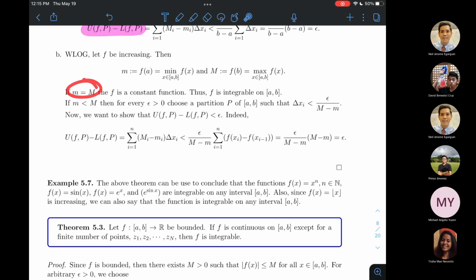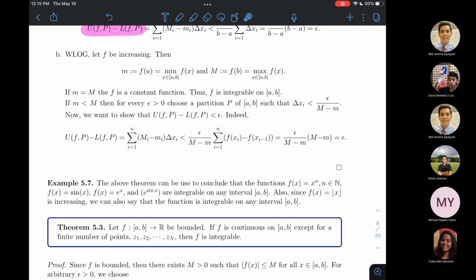Now, if little m is equal to M, meaning the maximum is equal to the minimum, then f is necessarily the constant function. Dahil constant function yan, na-prove na natin yan last time that f is integrable. Now, ang mas mahirap kapag ka si little m ay hindi equal kay capital M. Ibig sabihin, hindi na to constant function. Now, we only have one case for that. Mas maliit yung little m kaysa sa upper M kasi ito nga yung minimum, ito yung maximum.